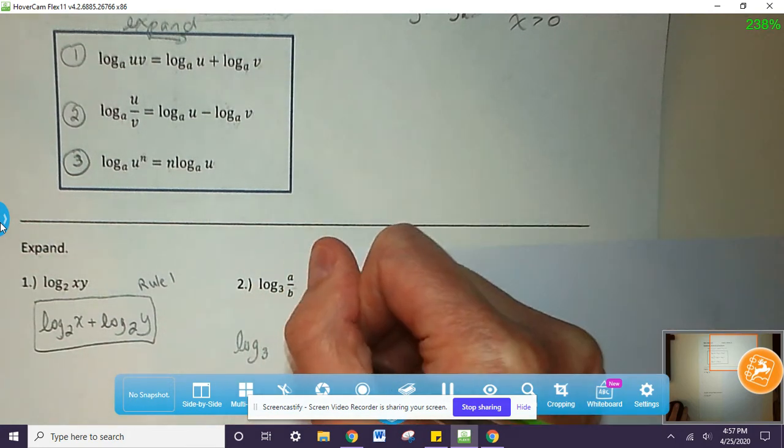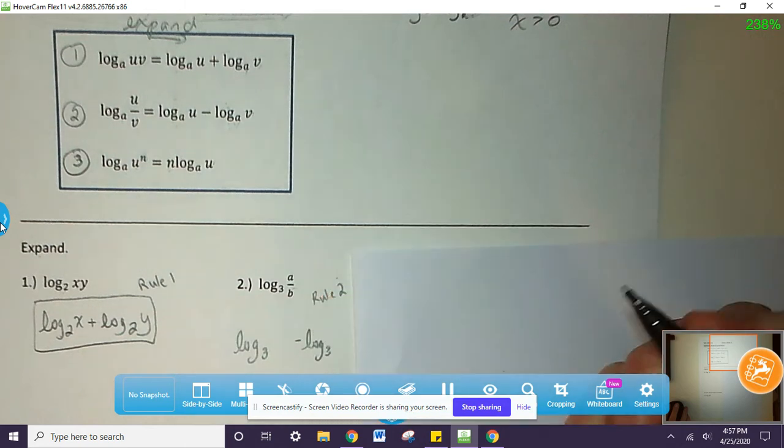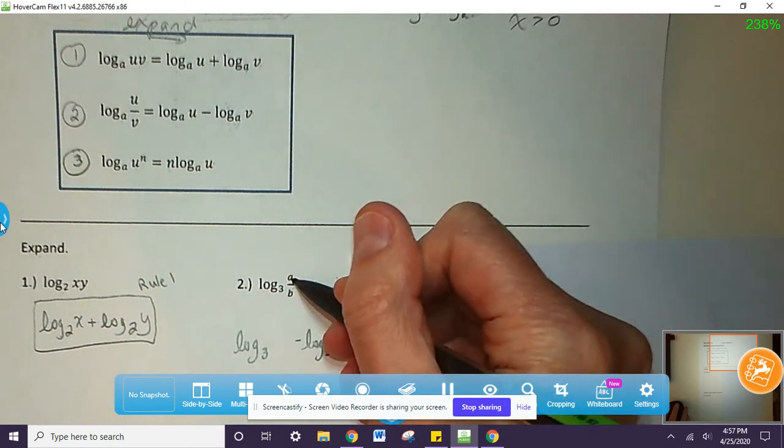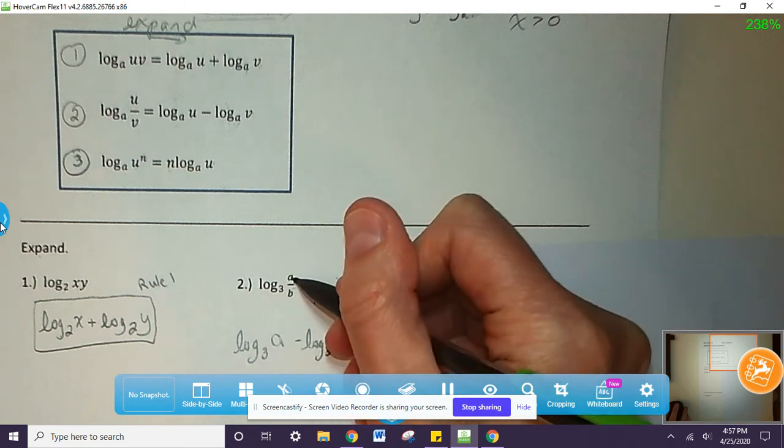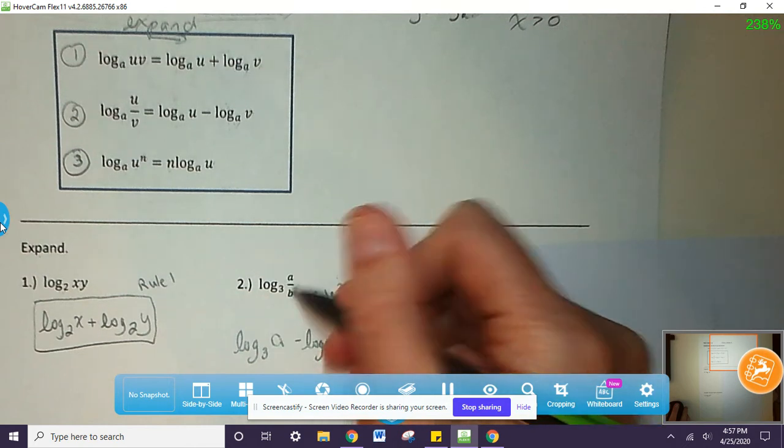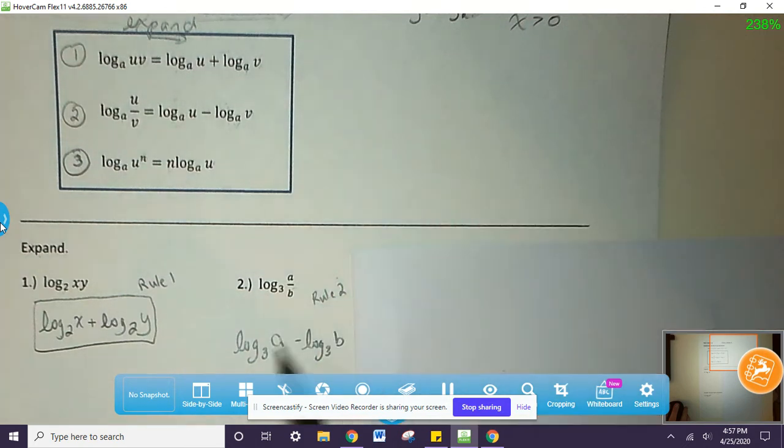So it's going to be log base 3 minus log base 3. Whatever was the numerator goes inside the first log. Whatever's in the denominator goes inside the second log. And that's it.